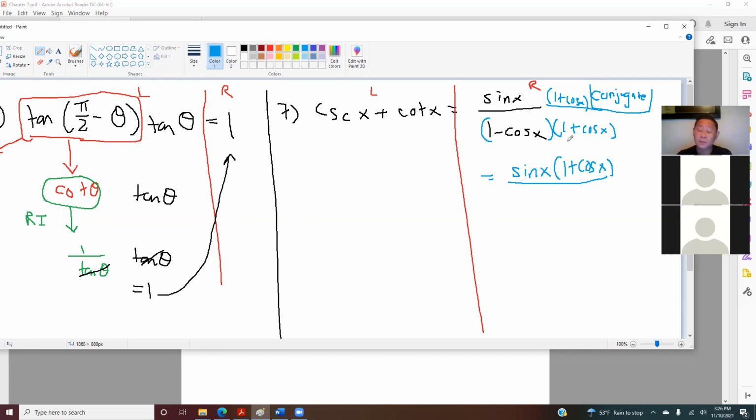When you FOIL this, it is 1 minus cosine square x. Right? Again, when you FOIL this, the middle term will cancel out. So you got 1 minus cosine square x. Can someone tell me, using Pythagoras? Now you can use Pythagoras on this one because you got the square involved. So what is this going to give us?